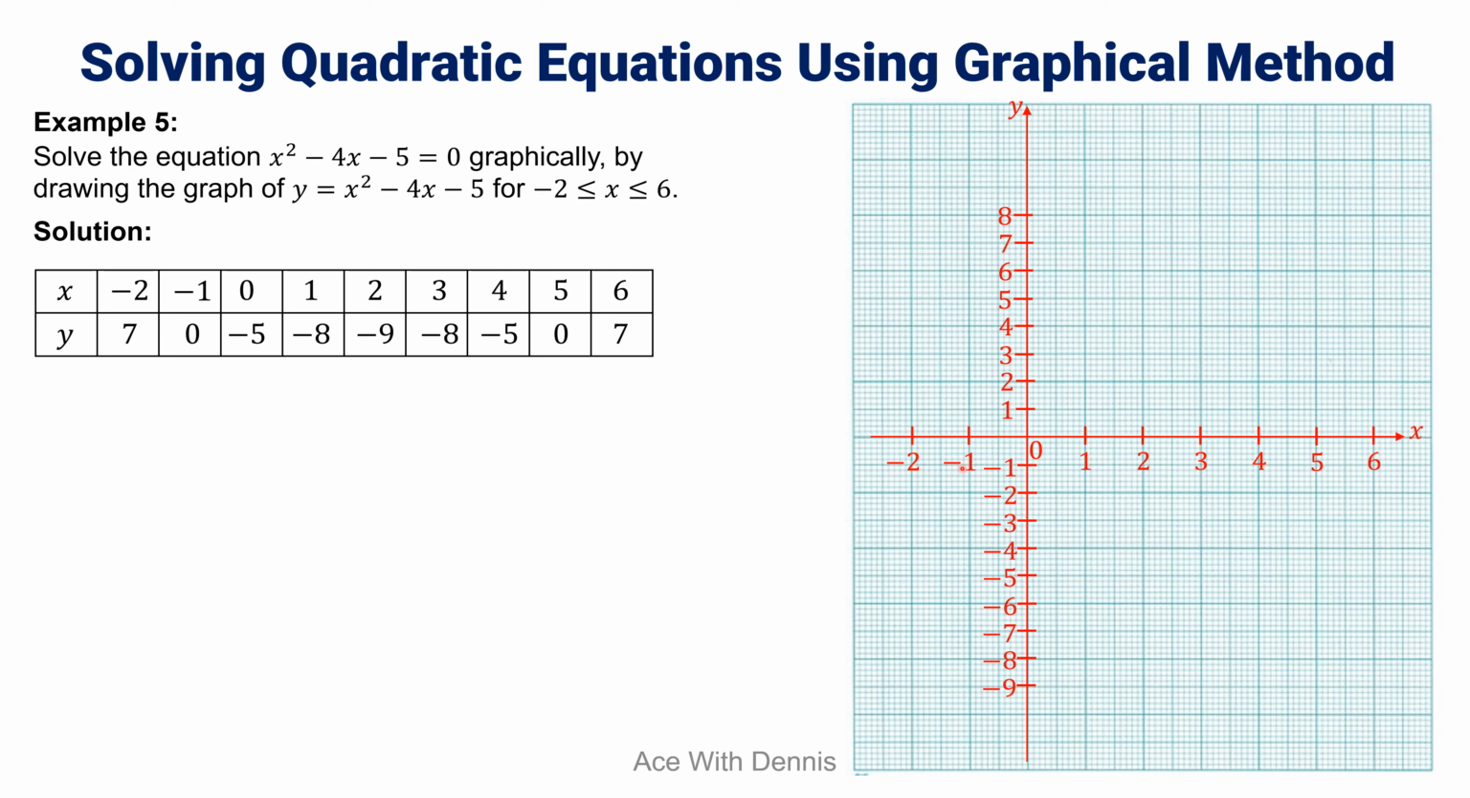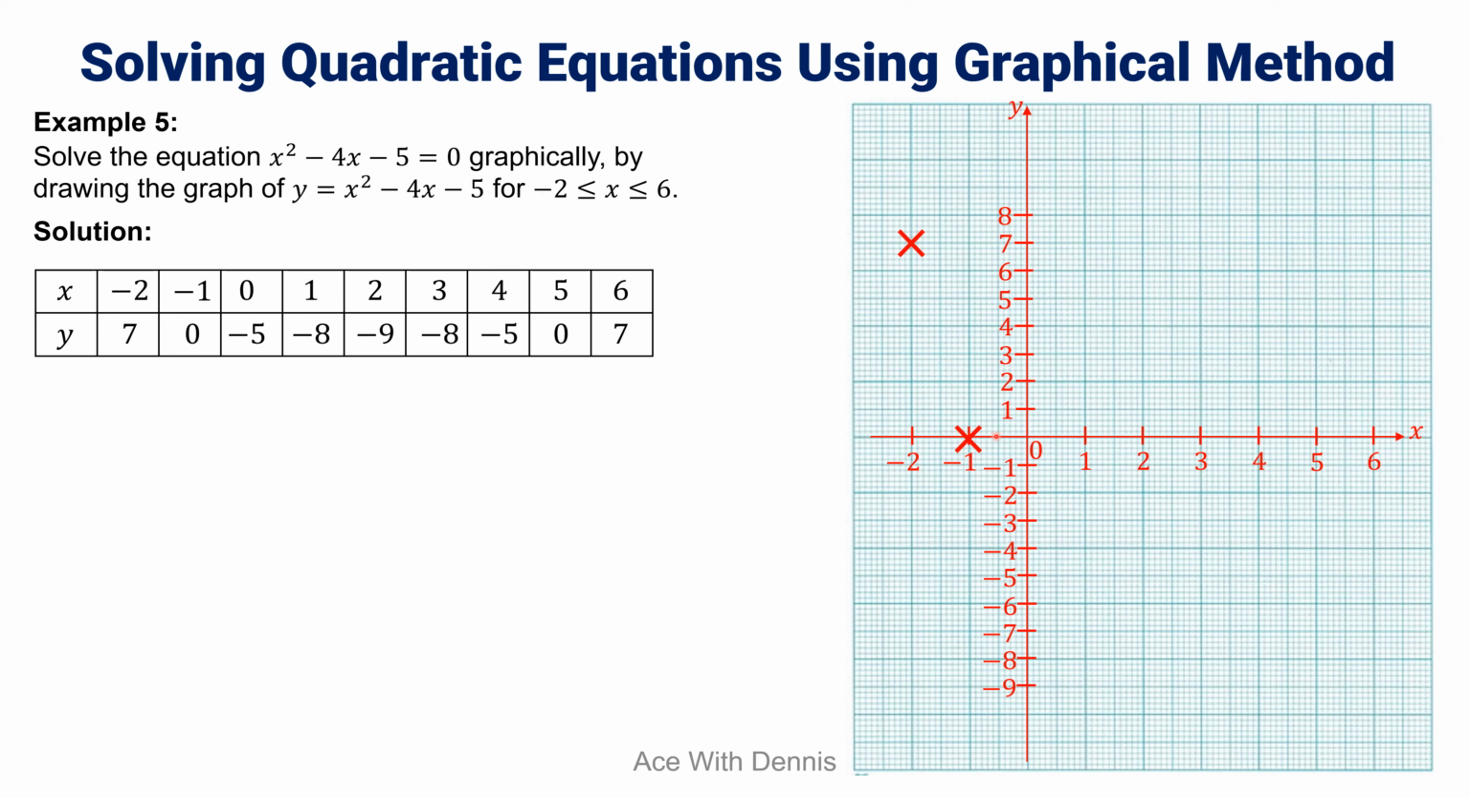So the first point, when x is -2, y is 7. So this will be the point -2, 7. Next point, -1, 0. So x is -1, the y is 0, which is this point. Next one, 0, -5. When x is 0, the y is -5. Okay, I'll repeat the process for all these remaining points here.